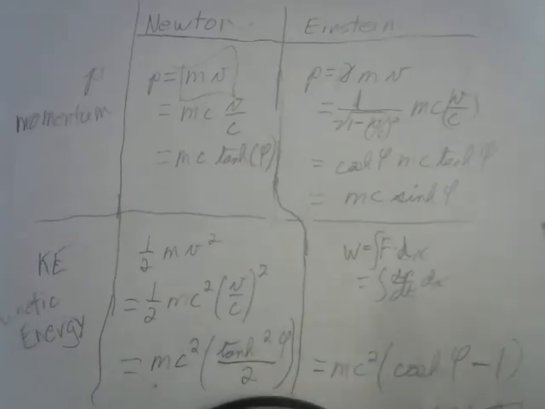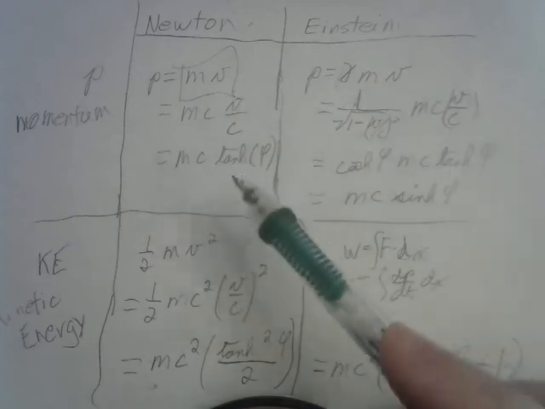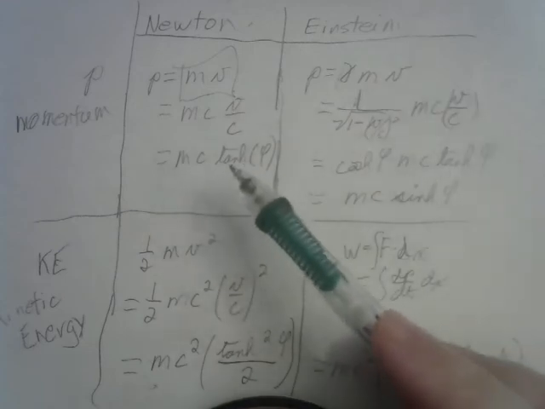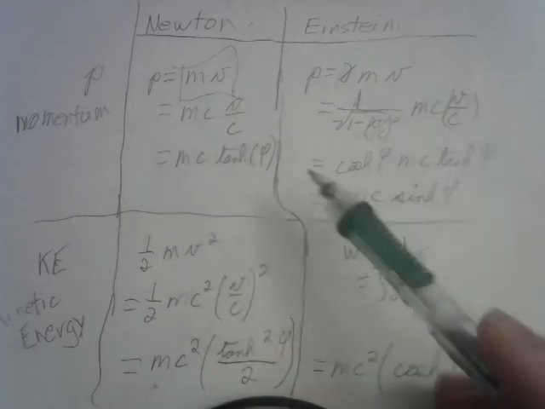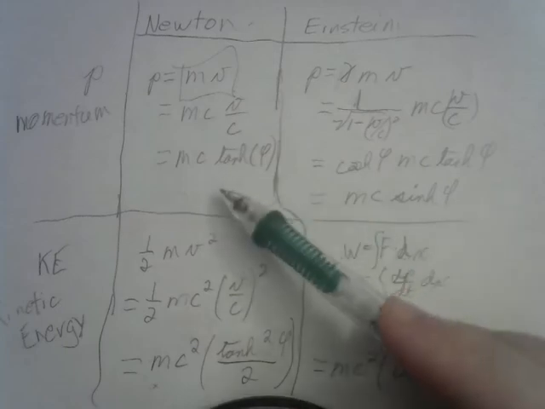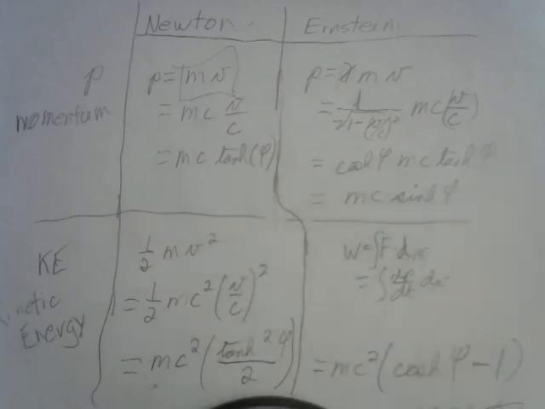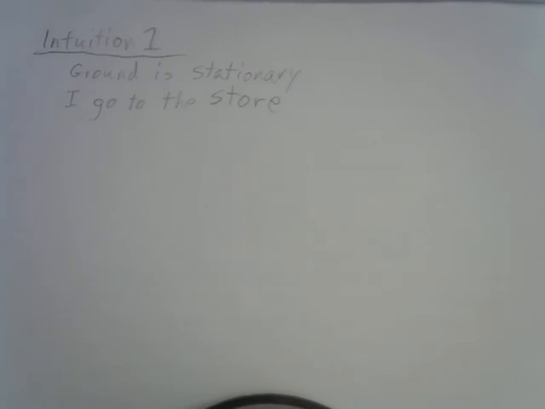Before I finish here, let me talk about just the physical implications. What is the difference between this and this, or mc sinh phi and mc tanh phi? To do that, I'm going to talk a little bit about how we think of motion. The first intuition that we have about motion is that the ground is stationary, and so we would say something like, I go to the store.